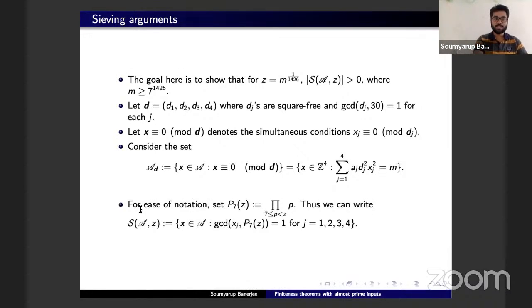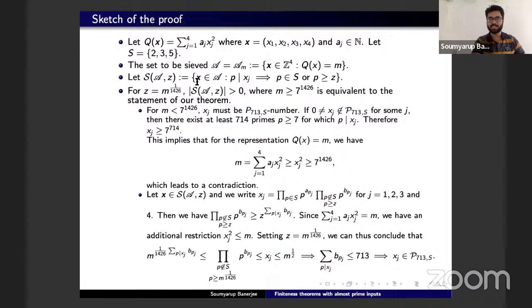Okay. So for ease of notation, set P7Z equal to the product over all the primes lying between 7 and Z. Thus, we can write SSZ in this way: X belongs to A with GCD of Xj and P7Z equal to 1. So these two are actually the same. Let us see first here. SSZ is X belongs to A such that P divides Xj implies P belongs to S or P is bigger than or equal to Z. What does this mean? This means that the primes starting from 7 and less than Z cannot divide Xj. That means the GCD of those primes with Xj should be 1, right? That's what I have written here.